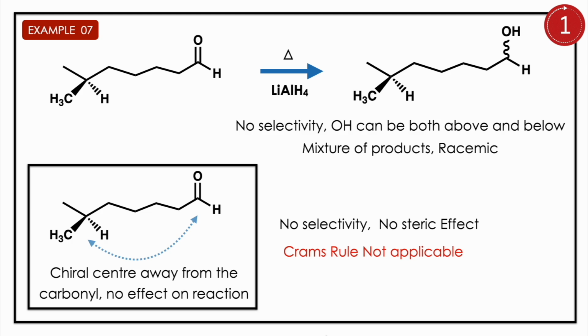So the concept you have to learn here is that the chiral center should be on the alpha carbon. If it is away from the alpha carbon, there is no steric effect. So Cram's rule is not applicable.